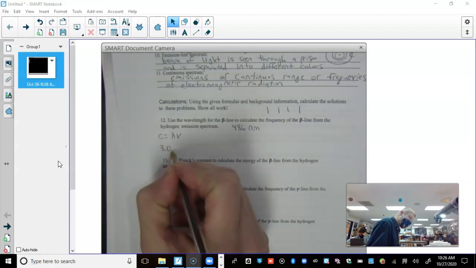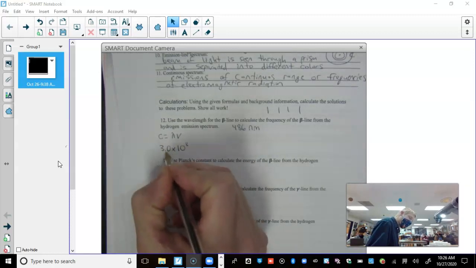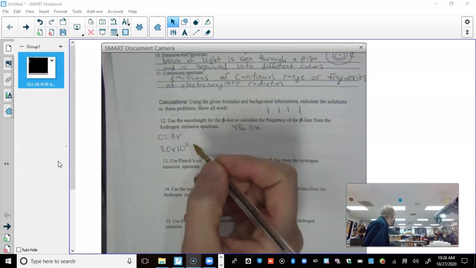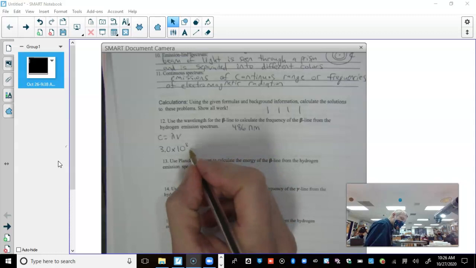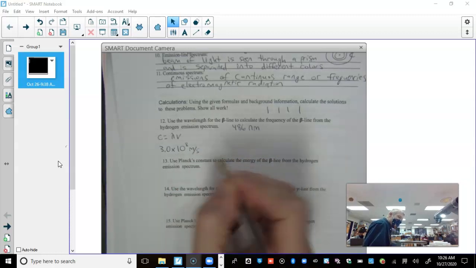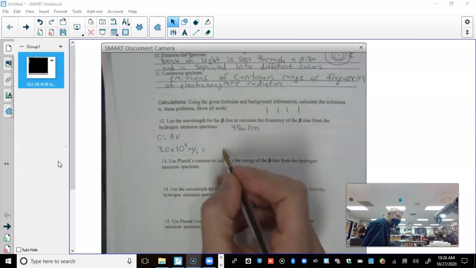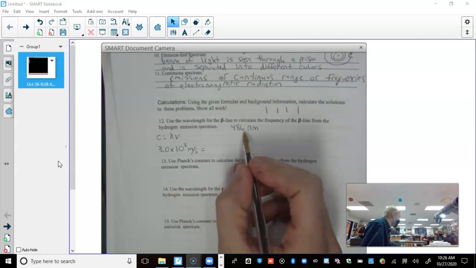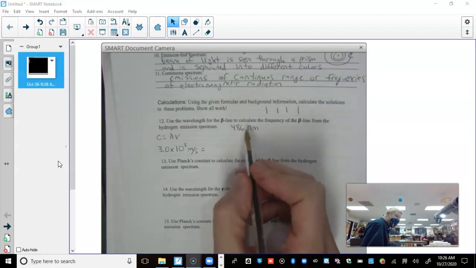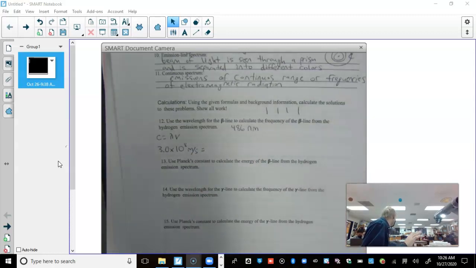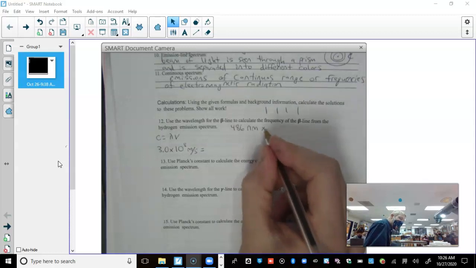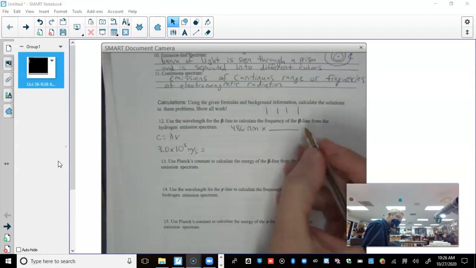I'm going to do 3.0 times 10 to the 8th, but if you want to do 3 with 8 zeros after it, you can do that. All right, that's meters per second. And then wavelength, I would type in 486 nanometers, but I've got nanometers and then I've got meters. Is that a problem? Yes. We got to make sure that they're equivalent units. So I got to convert nanometers to meters.